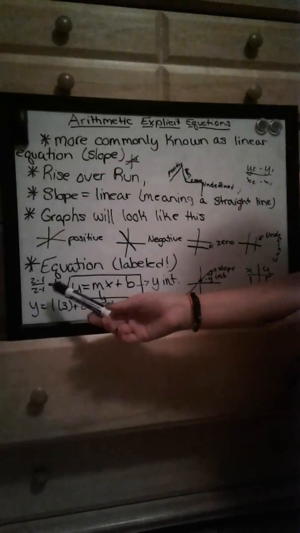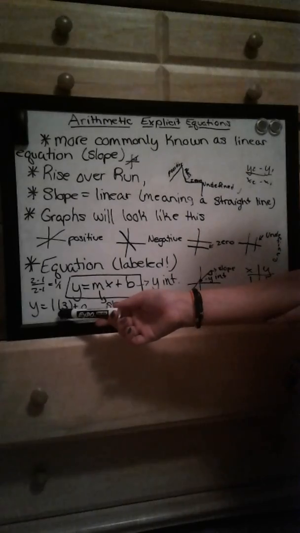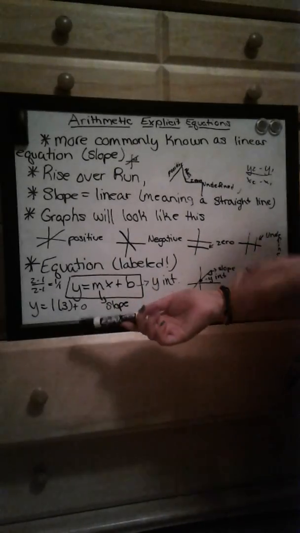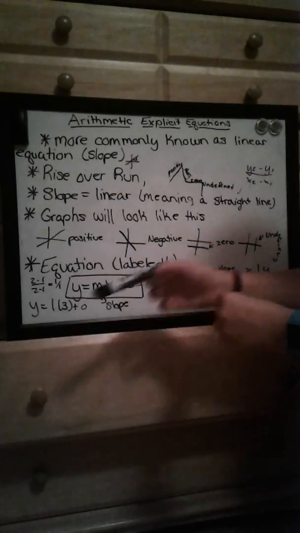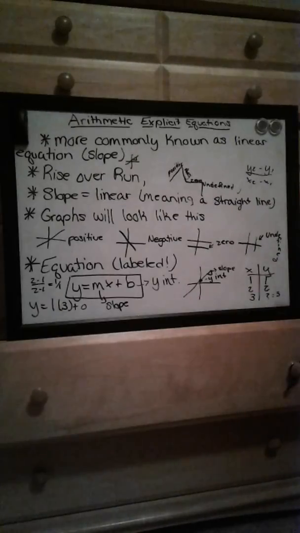It would run through the origin. So if we were to just solve this, we'd go 1 times 3 is 3 plus 0, so it's just 3. So your y is equal to 3. So that's how we get this over here. And that is how you do an arithmetic explicit equation. I will come back with another example in a minute.